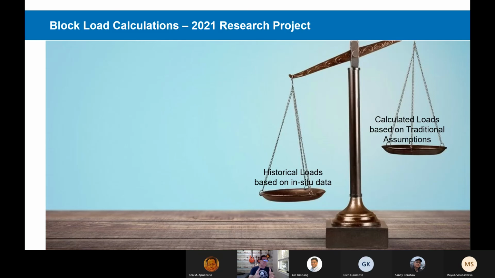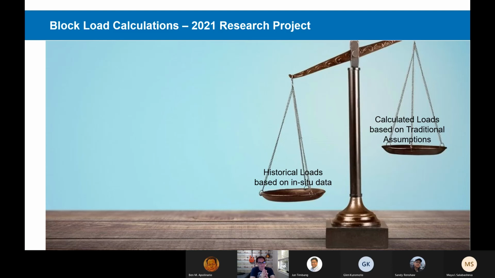So HVAC engineers have always calculated heat flows and loads based on sets of assumptions. And that's great. That's what we've always done. That's what our handbooks are written around. But once we have historical loads, we have to give those historical loads a higher weight. And I want to be very clear about this.